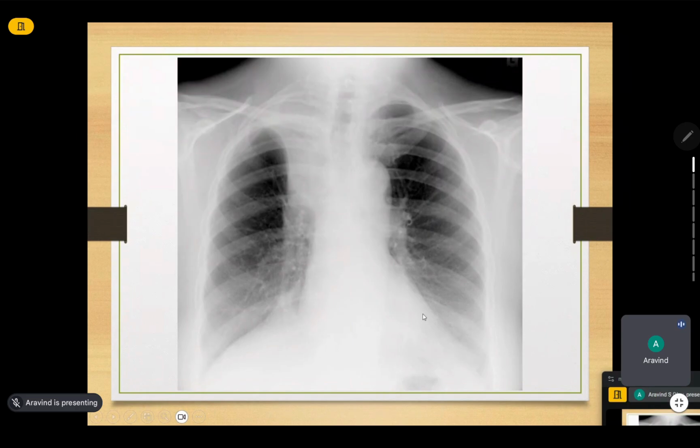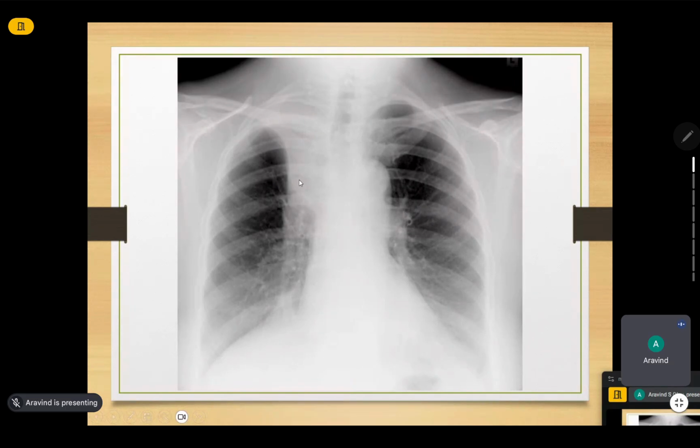So in this X-ray, could you find any homogeneous opacity in any zone? In which zone do you find opacity? Right upper zone. Yes, the right upper zone contains homogeneous opacity, and the costophrenic angles are also slightly blurred, but still the significant finding is that there is a homogeneous opacity in the upper zone. Could you see any meniscal sign there? So the answer is no. There is no meniscal sign here in the upper zone.